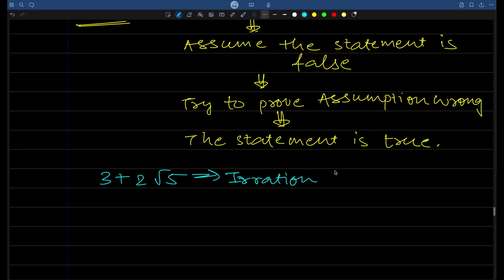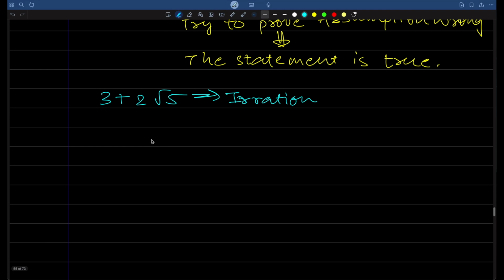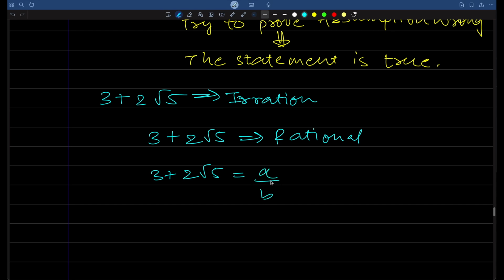We have to prove that this is irrational. So the steps will be: we will assume 3 plus 2 root 5 is rational. That means we can write 3 plus 2 root 5 in the form a by b, where a and b are integers, b is not equal to 0, and a and b are co-prime numbers.